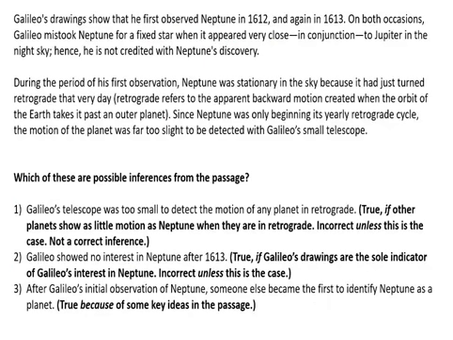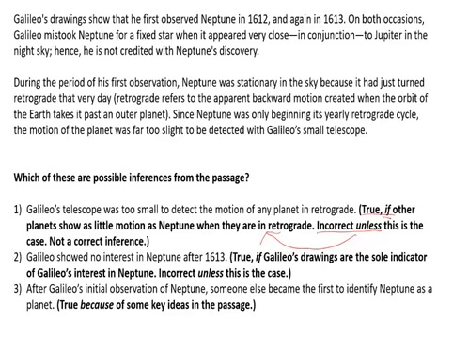So, inference number 1, Galileo's telescope was too small to detect the motion of any planet in retrograde. Now, this is true if other planets show as little motion as Neptune when they're in retrograde, if they behave in a similar way so that the telescope would detect them in a similar way. However, don't think of it as true if. Think of it as incorrect unless this is true, unless planets are completely similar to Neptune in retrograde. So it's really incorrect unless this is in the passage, and it's not.